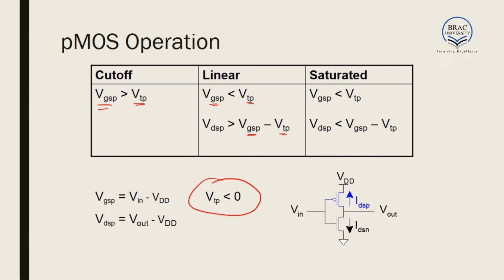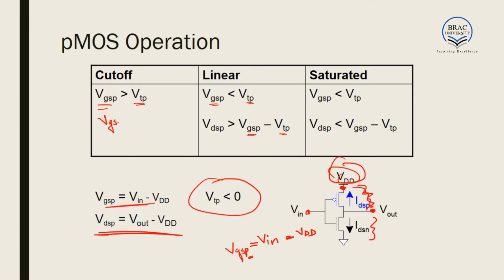In the circuit, we can see here Vin is equal to gate to source voltage, this voltage, plus VDD plus this voltage. So we get Vin minus VDD is equal to VGSP. This P indicates PMOS simply. And again, drain to source voltage, this is the drain, this is the source. So drain to source voltage will be equal to the output voltage minus the VDD. So VDSP is equal to Vout minus VDD, VGSP is equal to Vin minus VDD.